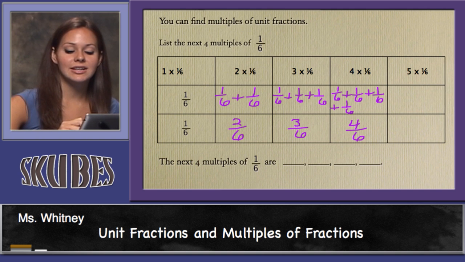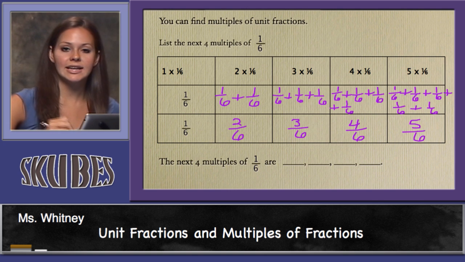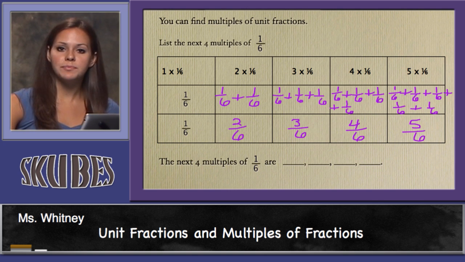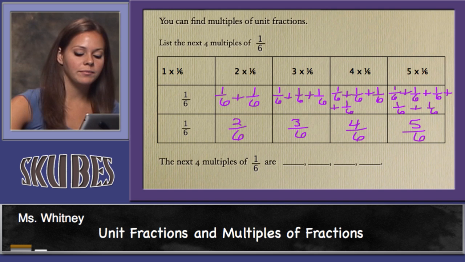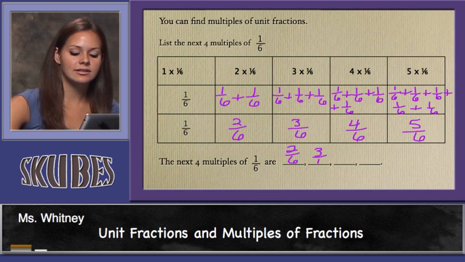And 5 times 1/6 is 5/6. So the next 4 multiples of 1/6 are 2/6, 3/6, 4/6, and 5/6.